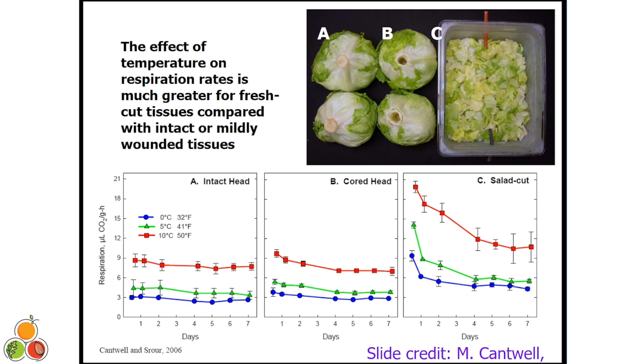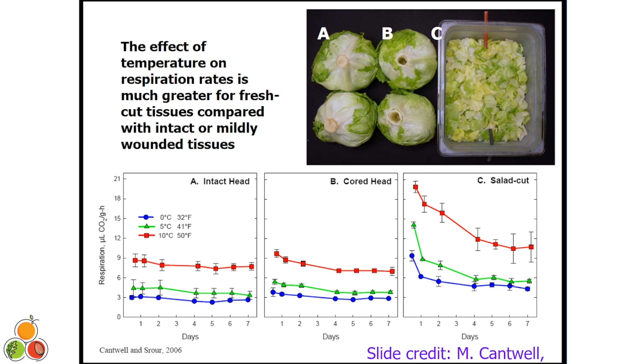So you see with the intact head, this is the temperature effect in terms of the respiration rate. When you core the head, that's a fairly small wound. You get a little bit of increase in respiration. But when you go to the salad cut, look at this huge increase in respiration rate that you get, especially at the higher temperature. So if you were to process this lettuce at 10 degrees, you would be really compromising its quality and shortening its shelf life, because you'd have a huge burst of respiration rate.